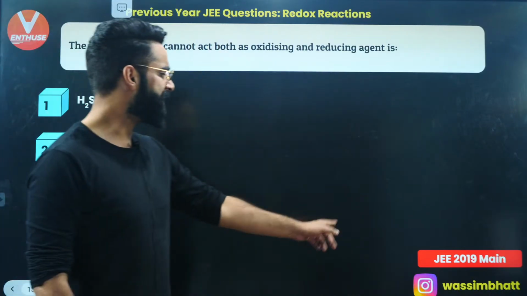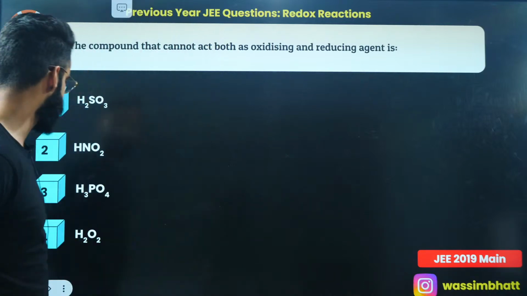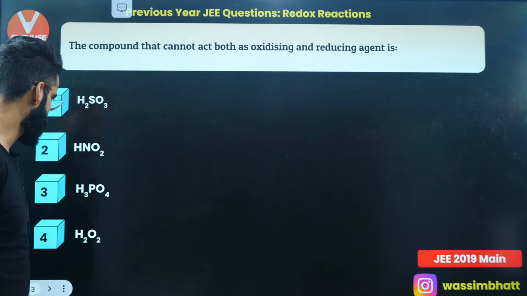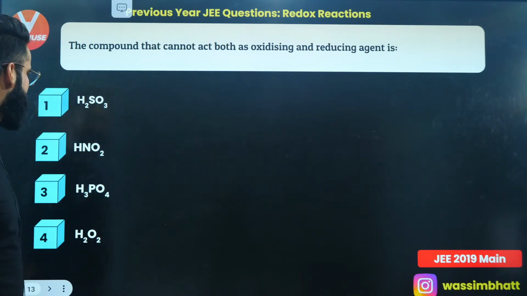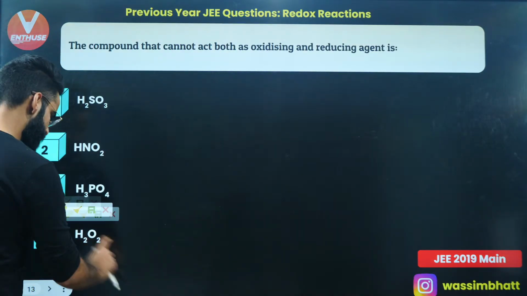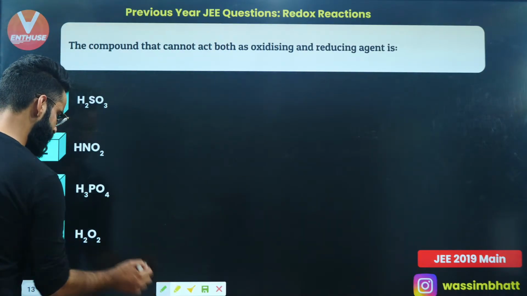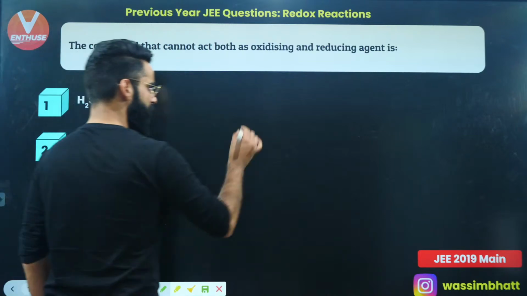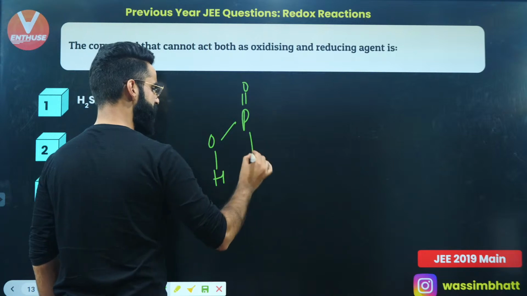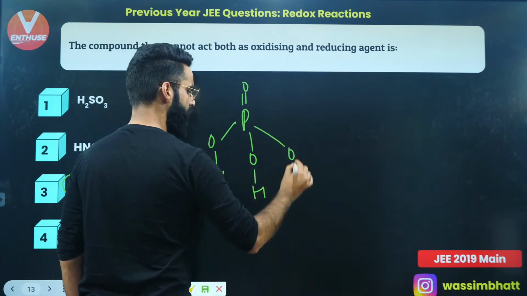Well, JEE 2019 mains, right? The question was asked in JEE mains 2019. The compound that cannot act both as oxidizing and reducing agent. Which compound cannot act both as oxidizing and reducing agent? Well, if I look at the options, if you look at this H3PO4, what is the structure of H3PO4 first of all? This is P double bond O, oxygen attached with hydrogen, oxygen attached with hydrogen, oxygen attached with hydrogen.